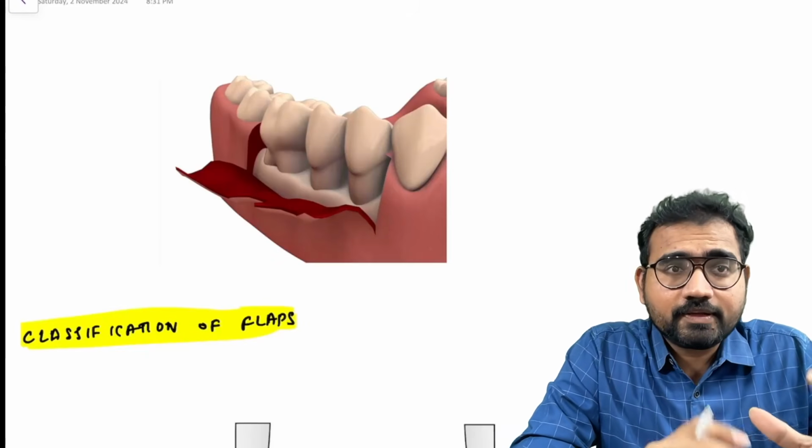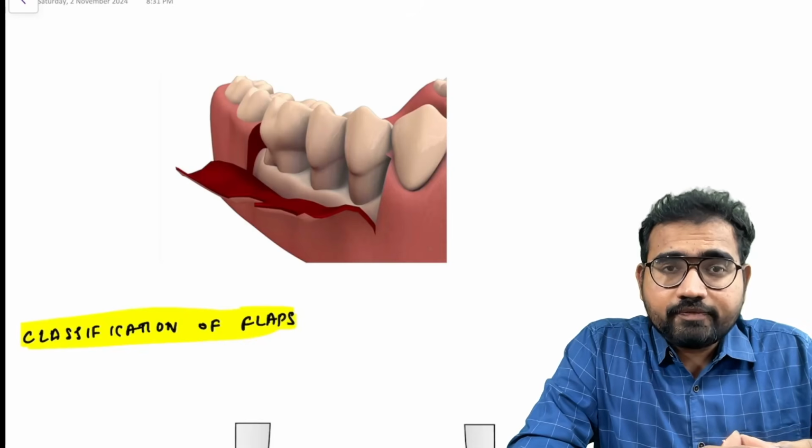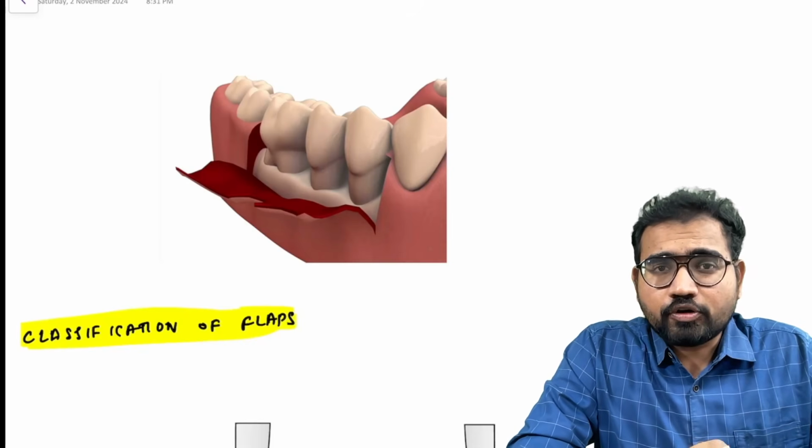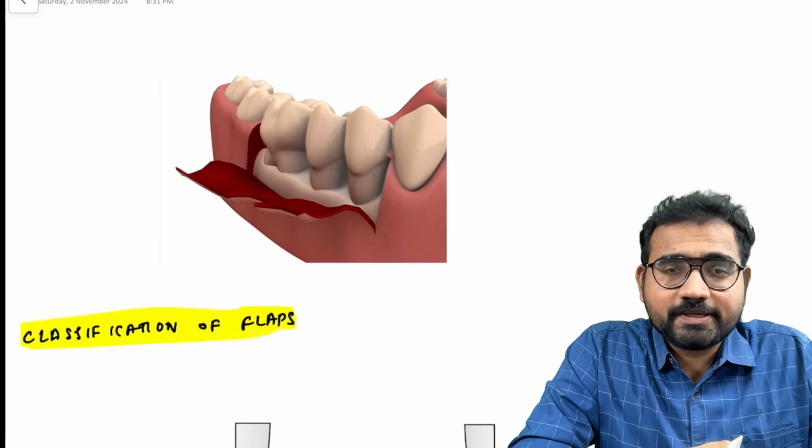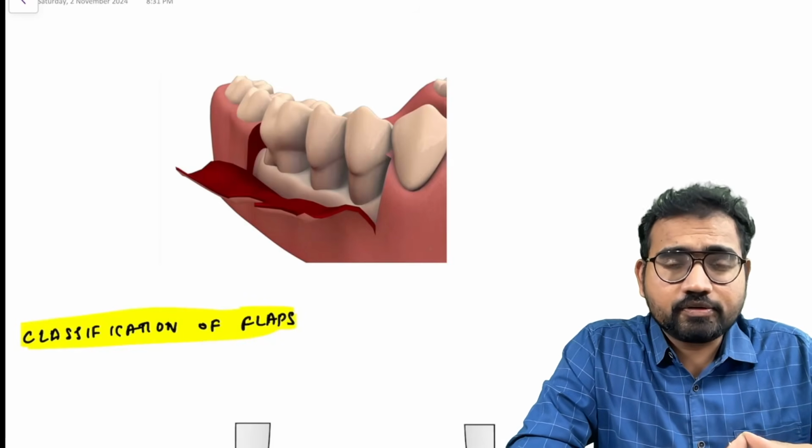Hello everyone, good morning. So today we are going to talk about a very important topic, flap surgery. This is one of the very important aspects of periodontology.